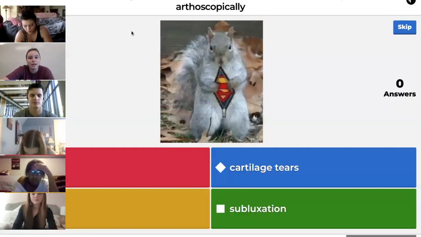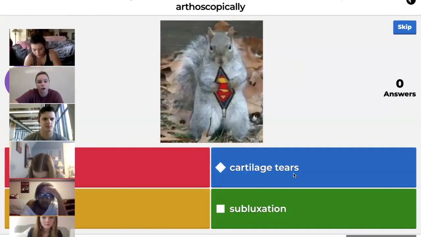Which of these injuries is from compression and shear stress, and it's repaired by arthroscopic? It's arthroscopically. Where'd it go?